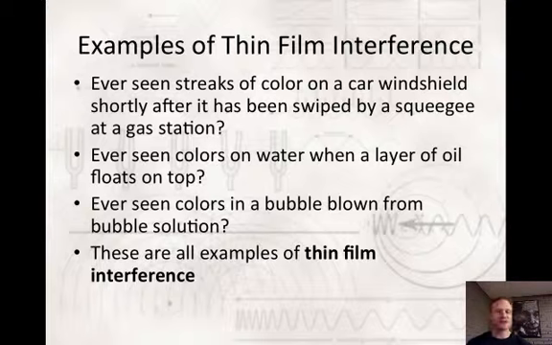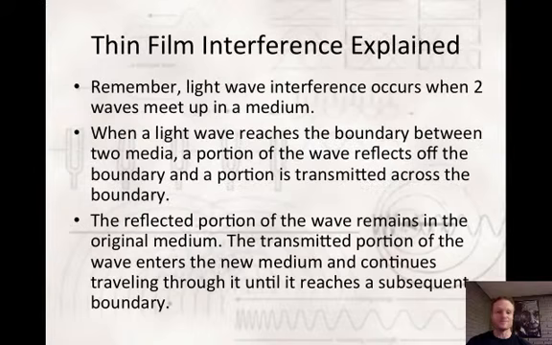Well, I'm sure you have probably experienced one of these phenomena that I'm just about to talk about. I don't know if any of you have ever seen streaks of color on a windshield after you've wiped your windshield down with a squeegee at a gas station. Or have you ever seen colors on water when there's a thin layer of oil floating on top? Or have you ever seen colors in, say, a bubble that you've blown from a bubble solution? All of those are examples of thin film interference, and we'll talk about how that occurs right now.